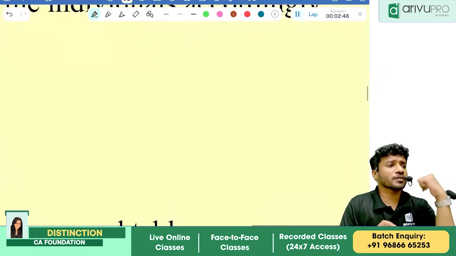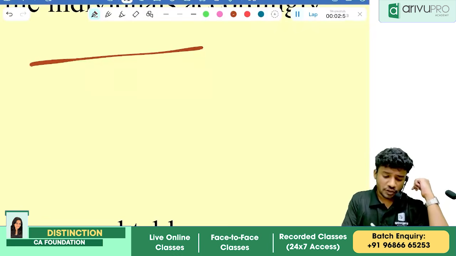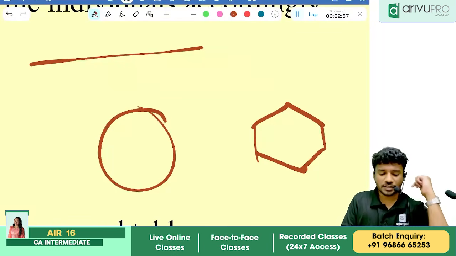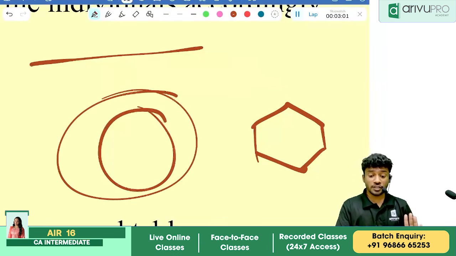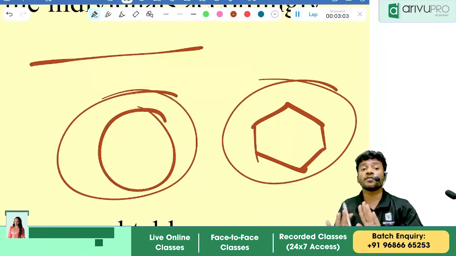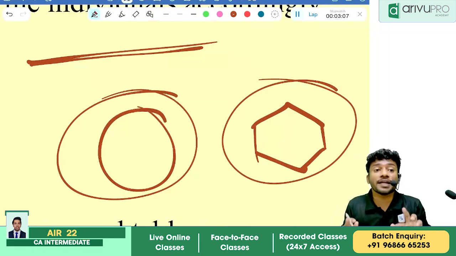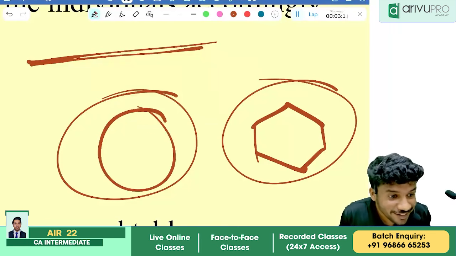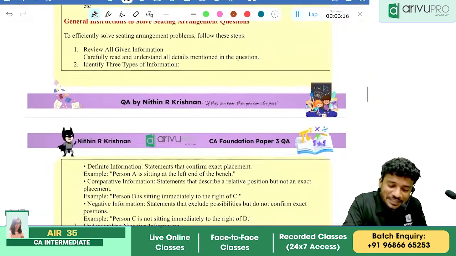Listen. How many types of questions are there? One is linear arrangement, then circular arrangement, then polygonal arrangement is there. Anyway, you remember, if you know how to solve circular arrangement, polygonal arrangement will always be easy for you. Linear arrangement is more complicated compared to circular arrangement. Correct? Yeah. Are you here? Yes. Okay. Fine.